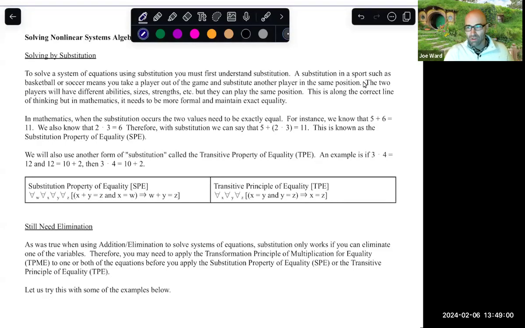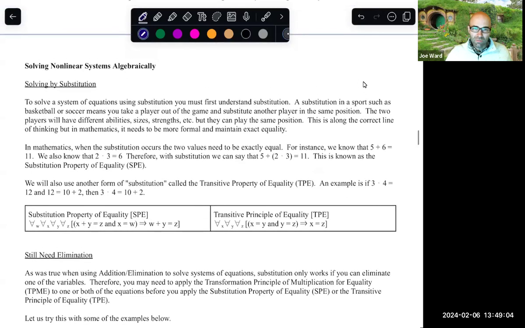Okay, we are now on our third part of this unit. We're going to be solving nonlinear systems algebraically. Mostly we're going to use a lot of substitution. Okay? To solve a system of equations using substitution, you must first understand substitution.